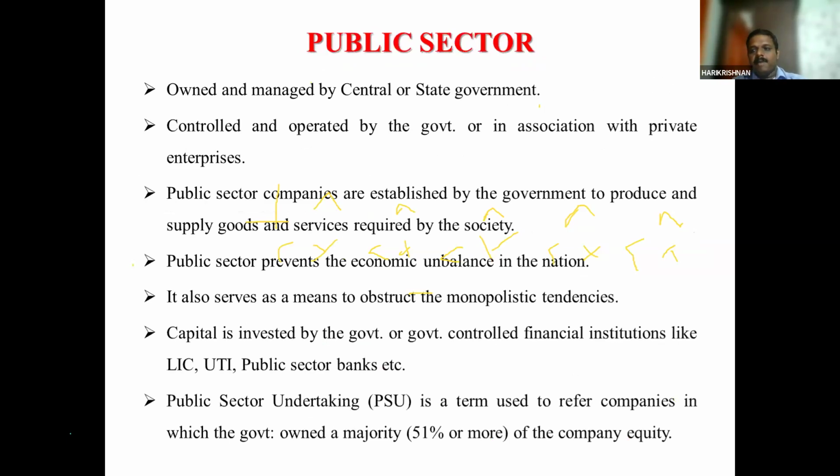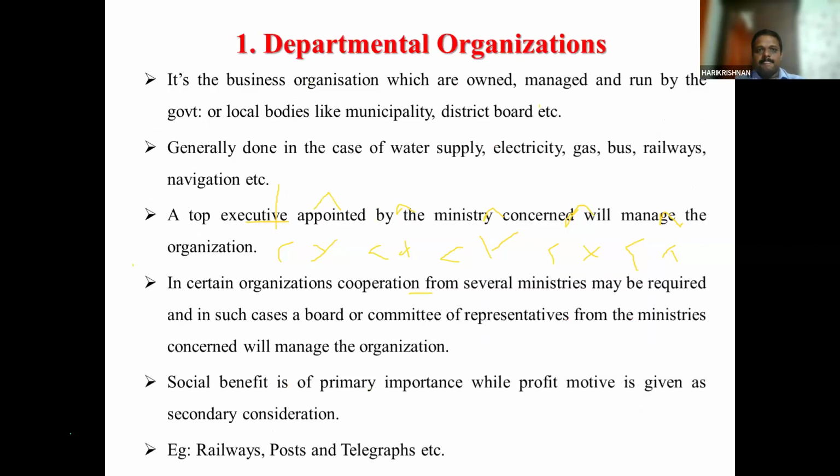Then public sector. Public sector companies are owned and managed by the central government. Such companies are known as central public sector companies, controlled or operated by government or an association of private enterprises. The public sector prevents economic imbalance of the nation and serves as a means to address monopolistic tendencies. Capital is invested by the government or government-controlled financial institutions like LIC and UTI. They are known as public sector undertakings, such as ONGC and BHEL. They come under public sector companies and are owned by the state or central government.